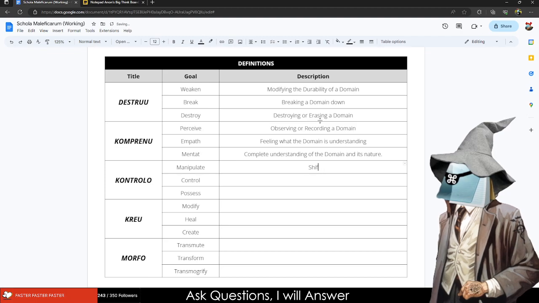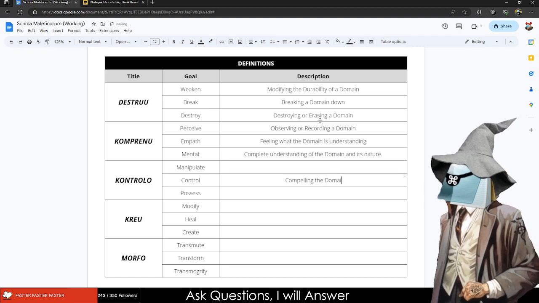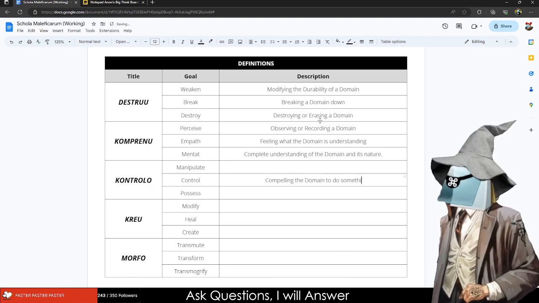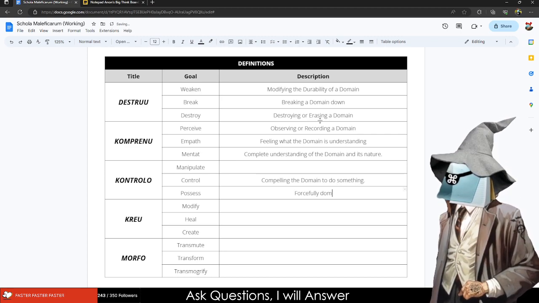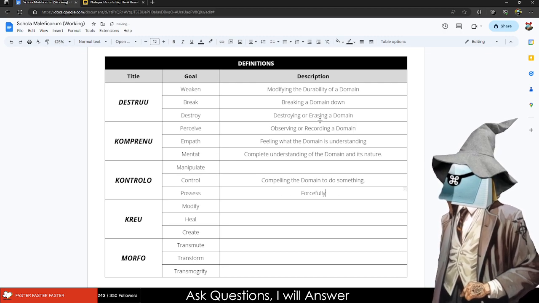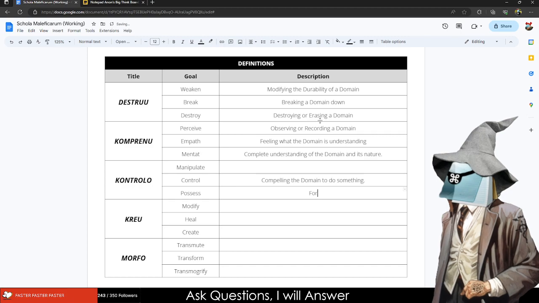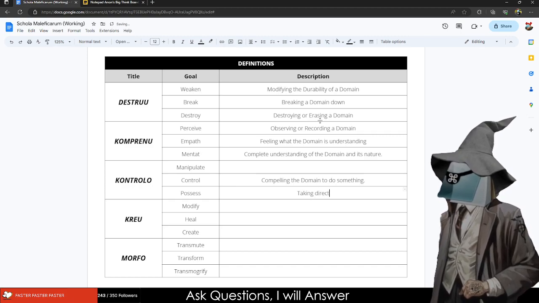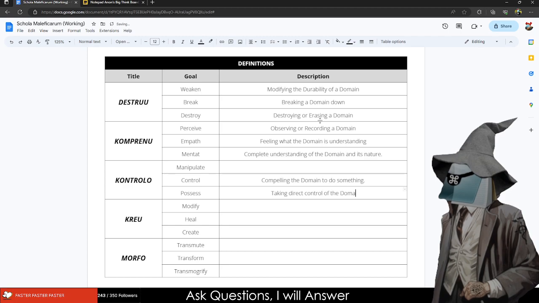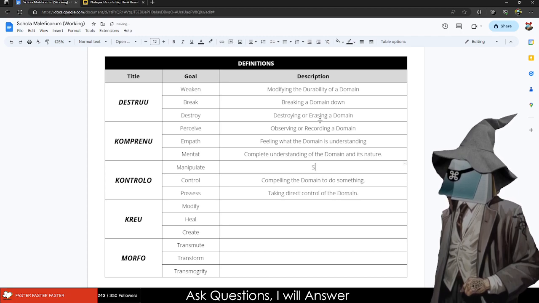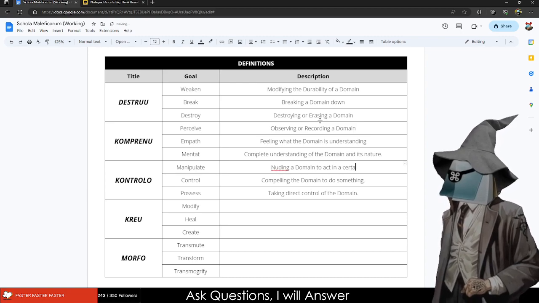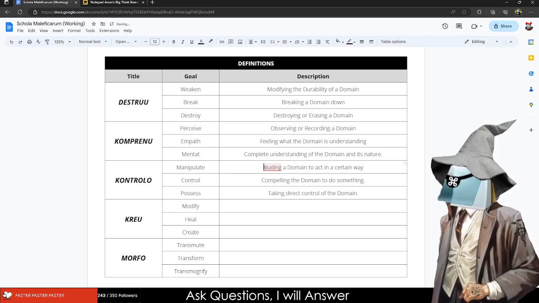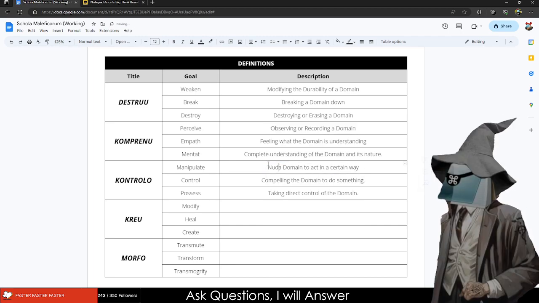Shifting, how do I... compelling the domain to do something, forcefully dominating the... not forcefully dominating, what would be a good word? Forcefully taking... not nudging... nudging.